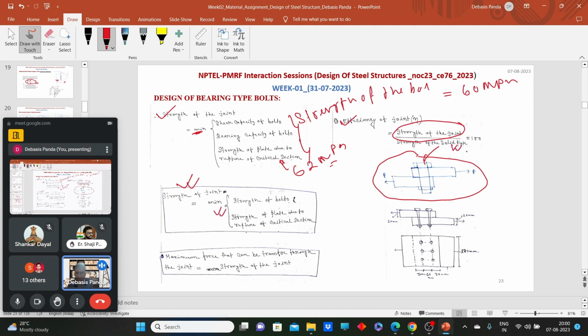Strength of the solid plate. If the plate is solid, then what will be the strength? How can we calculate the strength of the solid plate? From clause 6.2, the strength due to yielding of gross cross section into 100.